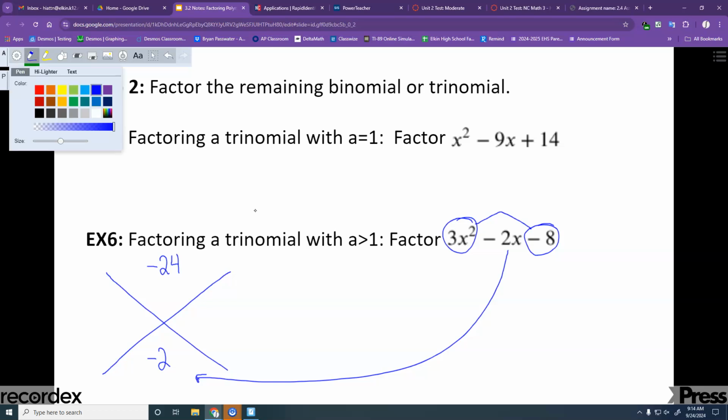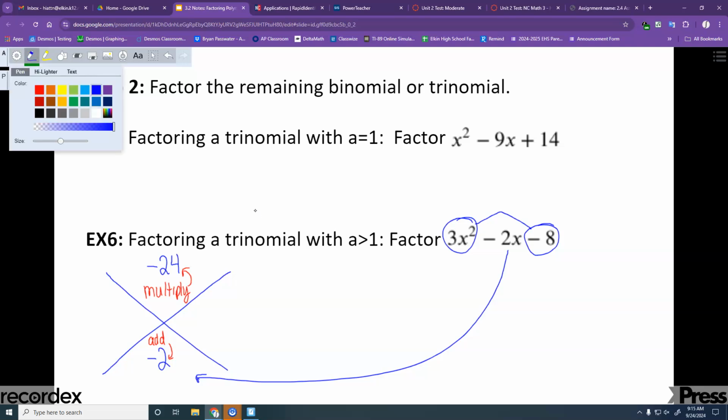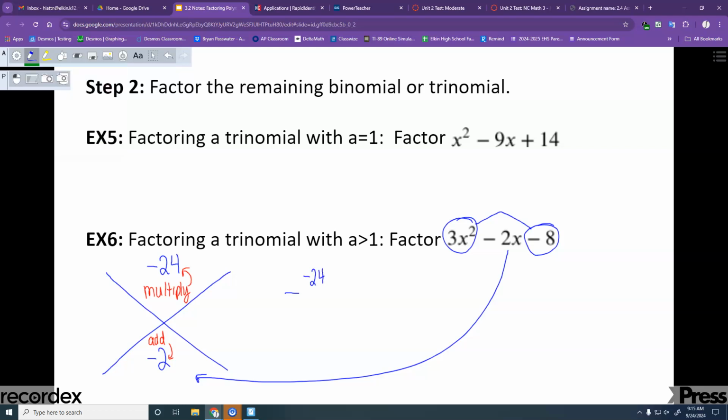And you want to multiply to get this number, right? And add to get this number, right? So this one's not too bad, but you do have the numbers get a little bit bigger on this, because if we're thinking about what we can multiply to get negative 24, what could we multiply to get negative 24? Negative 6 and 4. I could do negative 2 and 12. I could do negative 1 and 24. I could do negative 3 and 8. Okay?